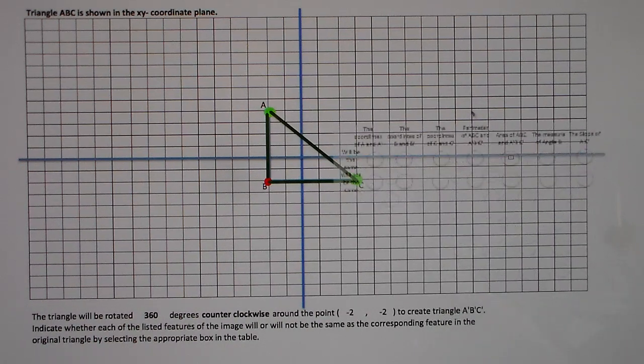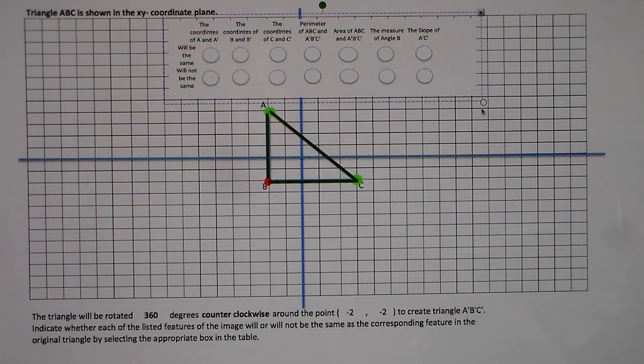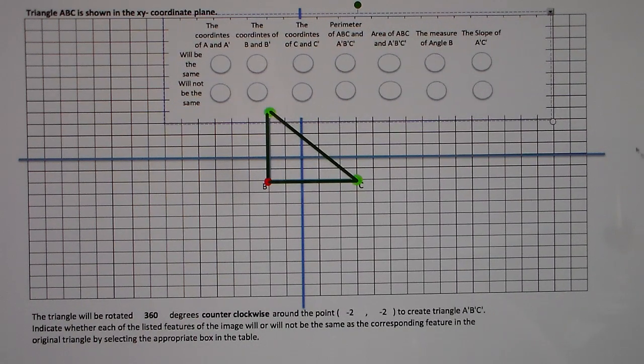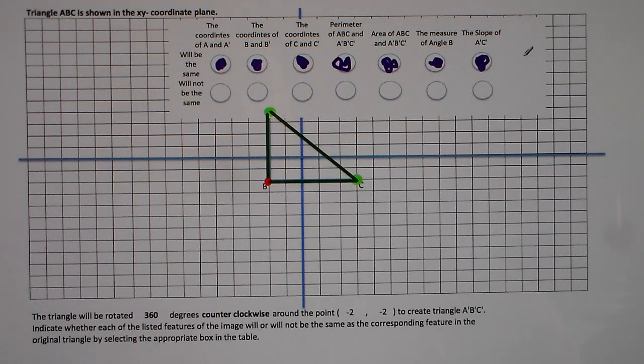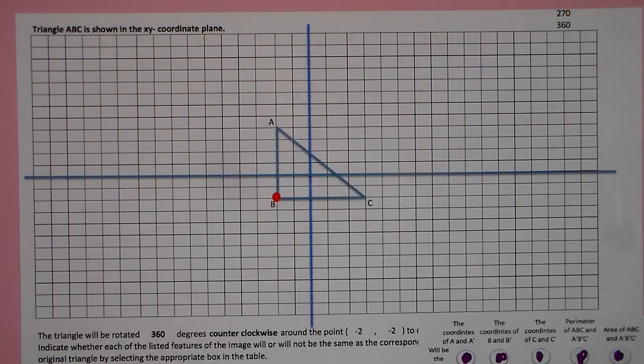So when you go through our chart, A and A prime are the same, B and B prime are the same, C and C prime. The perimeter stays the same, the area stays the same, the measure of angle B stays the same, and the slope of AC stays the same. So we went through the checklist. Alright.